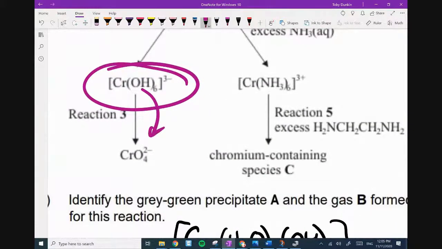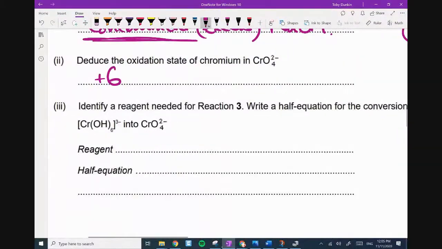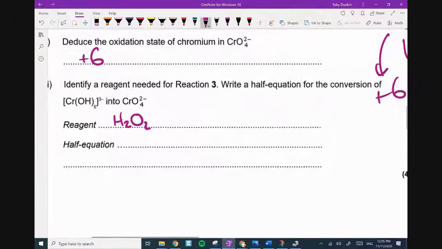We're oxidizing it. We're taking it from chromium 3 plus up to chromium 6 plus. So we need an oxidizing agent. There's only one oxidizing agent that we use for transition metals, and the reagent is hydrogen peroxide. So the half equation, which is interesting, that's, again, more challenging.